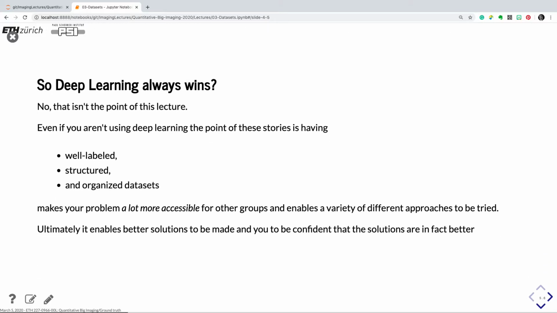So the question is, well, machine learning, deep learning, does it always win? Often it produces very good results, but it requires that you have the right information available. And the right information is, again, well-labeled data with good precision in the labels.